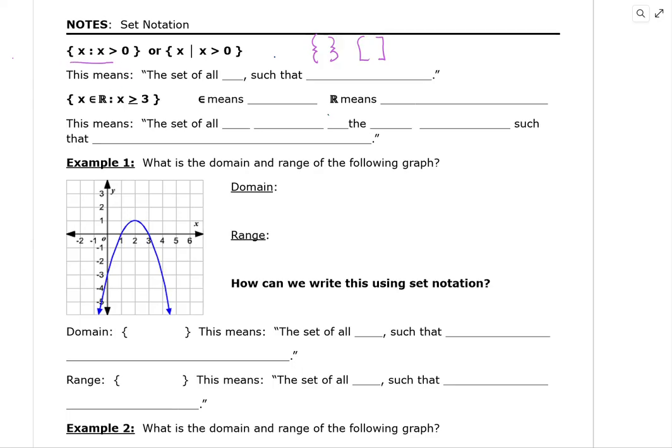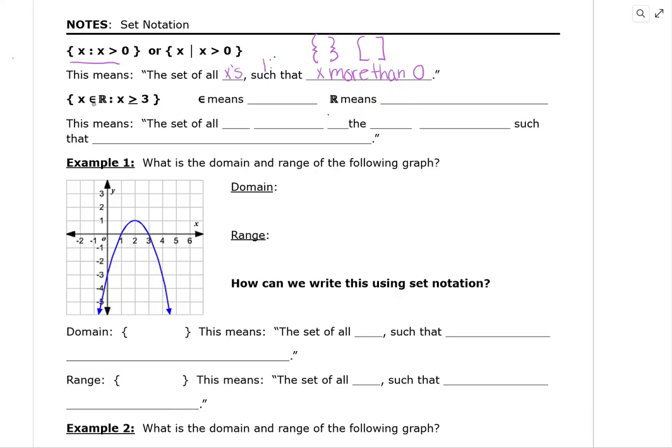Now this statement here means the set of all x's such that. So this first part is our x, and this line here is going to be either a line or two dots, meaning such that x is bigger than 0, or more than 0. We're going to read it just like we read our inequalities. So x is more than 0. Same thing for this one: we have our x's such that x is greater than 0.